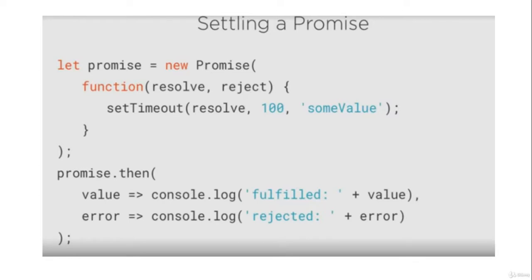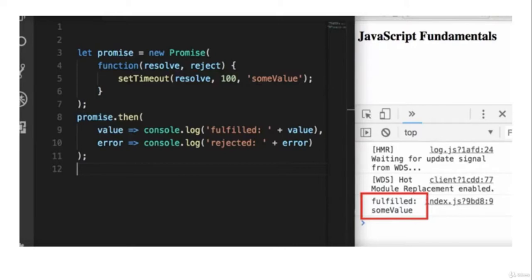So here is the code from the slide. Notice that we are resolving the promise. I will save it and you can see that we get fulfilled some value. So the promise was resolved. The first function executed. What happens if we rejected from promise? You can see it logs out rejected some value, so our promise has an error condition.